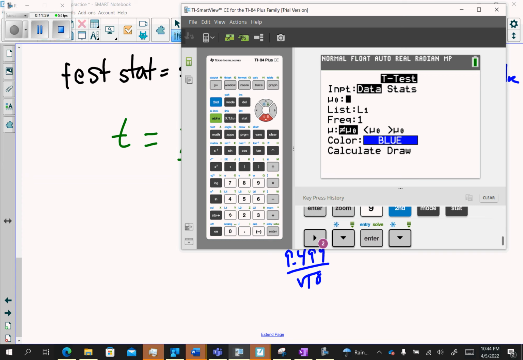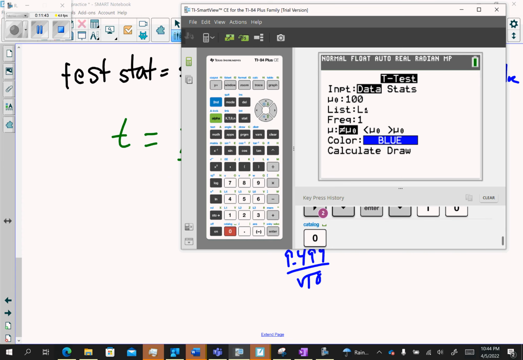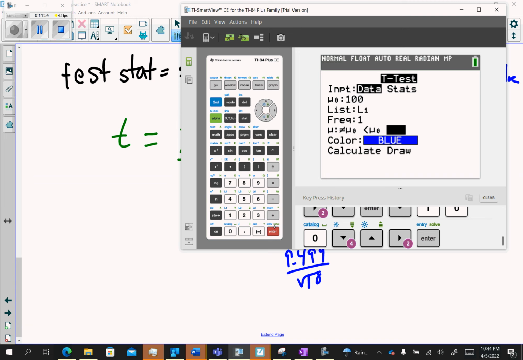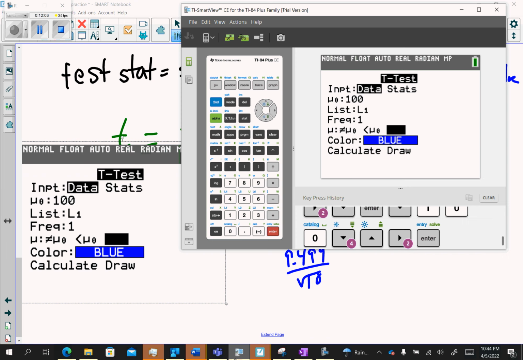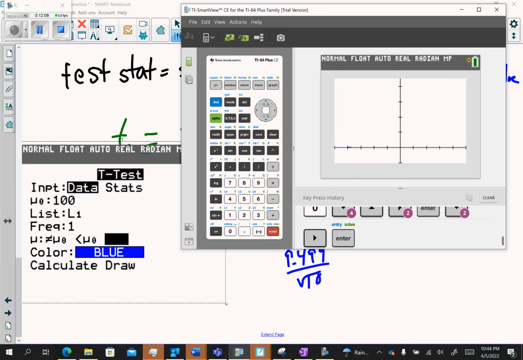Then I would put in my mu sub 0, which is my null hypothesis of 100. I would choose L1, and I would make sure that the frequency is only 1. I would make sure that my alternative direction is a greater than sign, okay? And then I'm going to hit either Calculate or Draw. So let me drag this over so that it's saved. Okay, so that's what I entered. And now I'm going to hit Calculate or Draw. I'll just choose Draw.